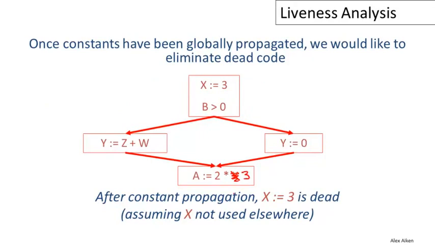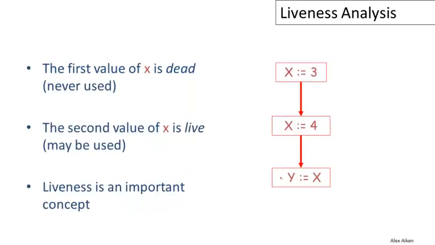And once we do that, this assignment to x might no longer be useful. It might not be used anywhere, and so we could potentially delete this statement from the program, and that would be a real optimization, an important optimization to do. However, we can only do that if x is not used elsewhere in the program. So let's be a little more careful about what we mean by saying that x is not used.